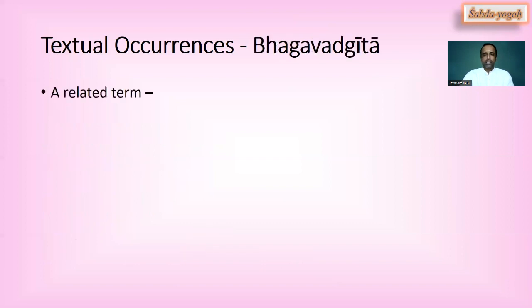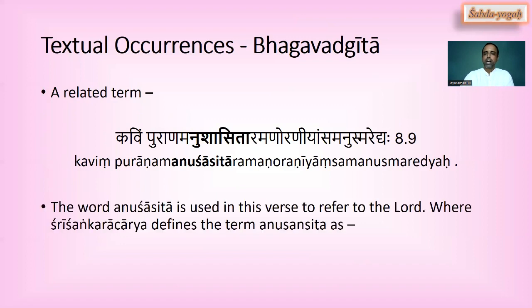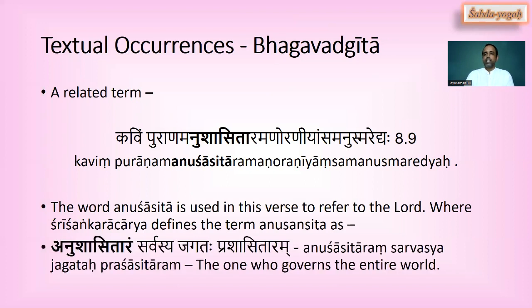When we go to Bhagavad-gītā, as such, the word Anushasanam is not found. Rather, we find a related term, Kavim Puranam Anushasitaram, Anoraniyam Sam Anusmaredyaha. So Anushasitaram, that term is found, where Acharya Shankara explains the word Anushasita as Sarvasya Jagataha Prashasitaram, the one who governs the entire world. Bhagavan, Lord Narayana, is the one who governs the entire world. So Ishvara is such a tattva that governs.